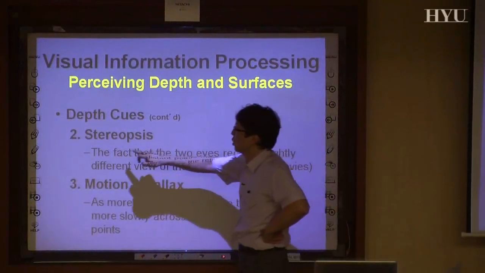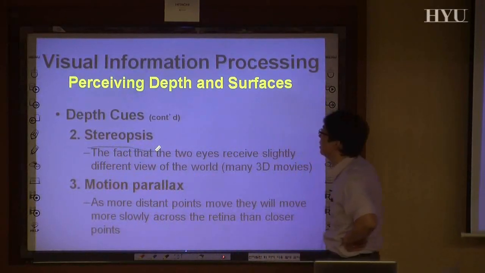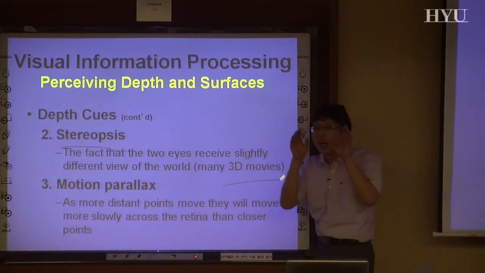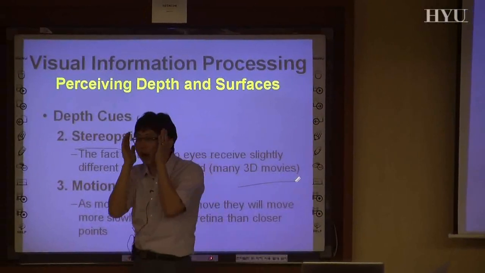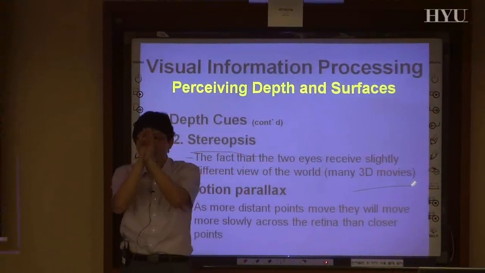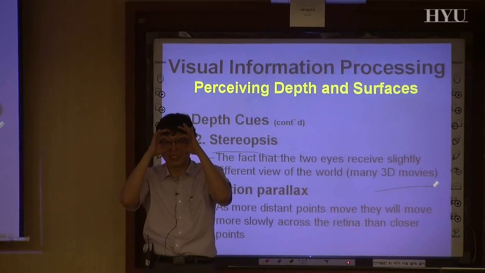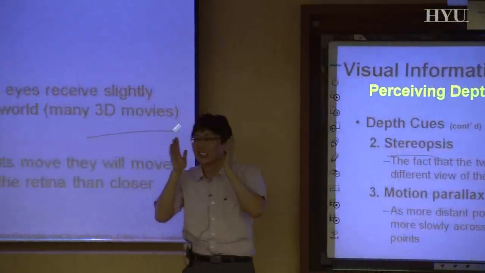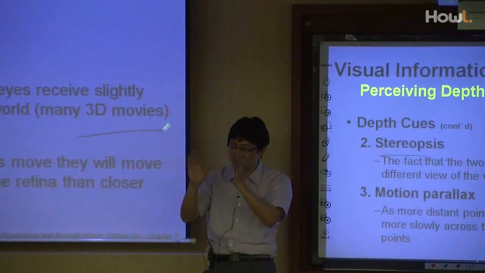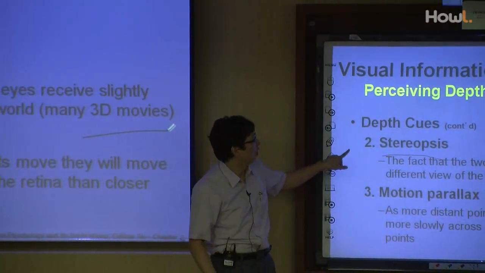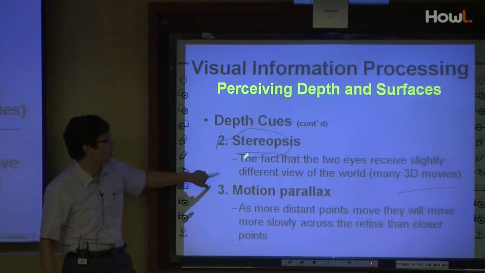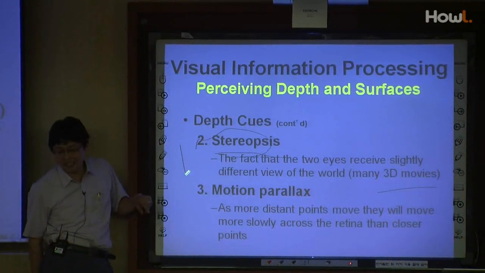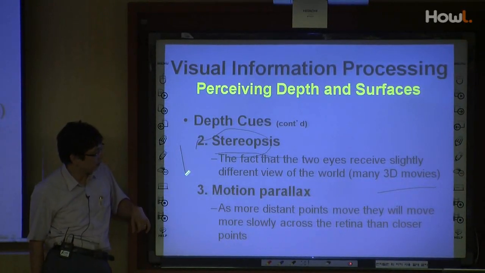The second cue for depth is stereopsis. Many 3D movies use this one. As I said, our eyes are slightly apart, right? It's not the same thing. Left and right, your visual angle is slightly different. That's why I can recognize you in 3D. That is called stereopsis. Many 3D goggles use this kind of understanding for their industrial application.